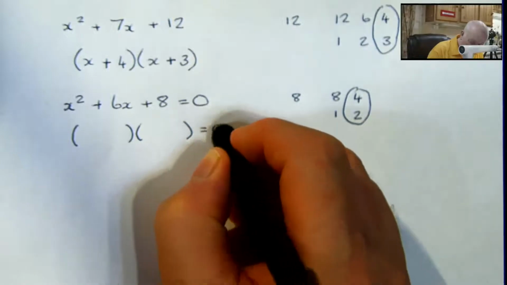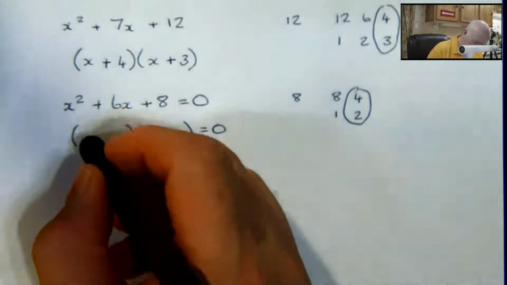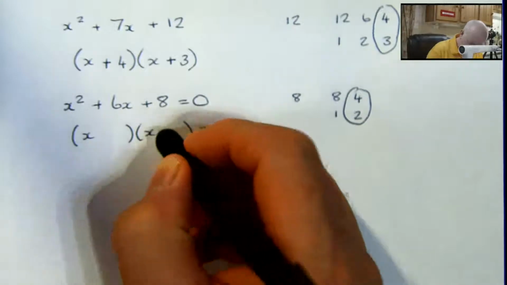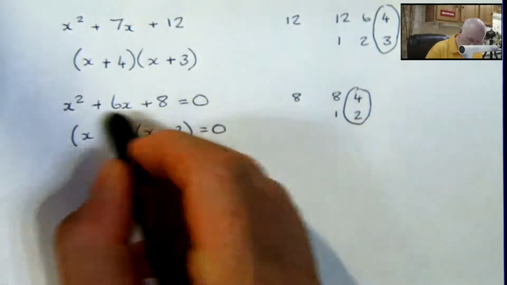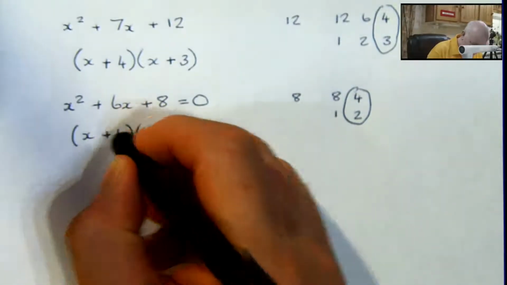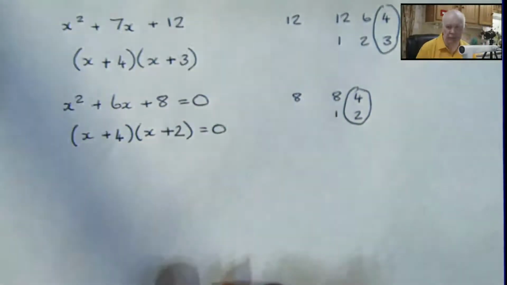And this time we know it equals 0. So I've got my x's. Then we can put my numbers in, 4 and 2. Everything's positive, so we put in our 2 plus signs.